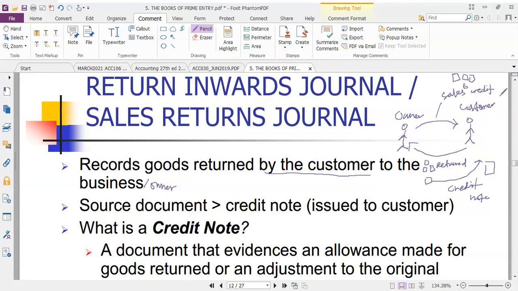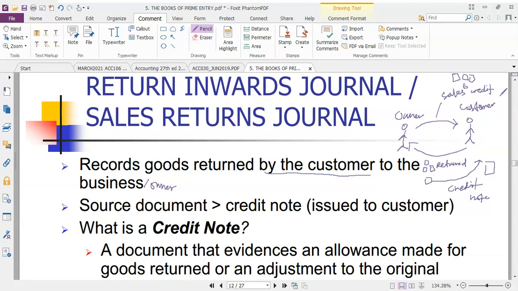Okay. So, first thing first, before there is a return inwards, there must be a transaction in the sales journal, or credit sale. It means that the customer owed to the business. After that, some of the products that the owner had given, the customer returns them. So, that is called a return invoice.